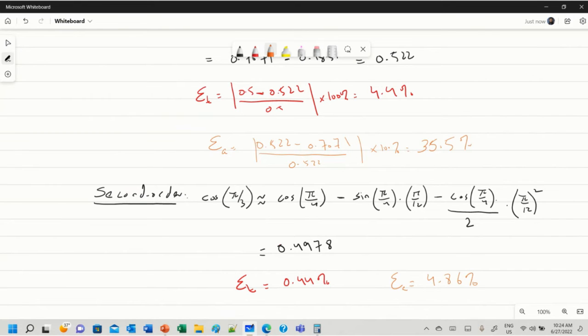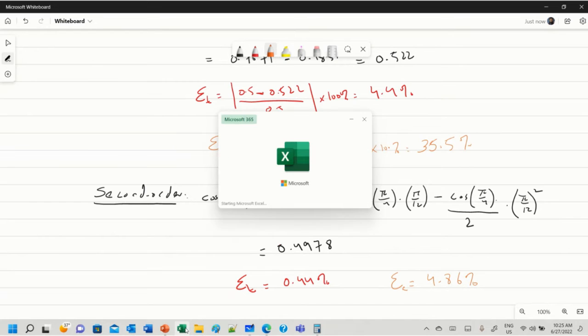We need to go up to sixth order because it says for n equal to 0 to 6. So we have to repeat all these calculations. Instead of repeating them, I'm just going to go to Excel so we can see the values.